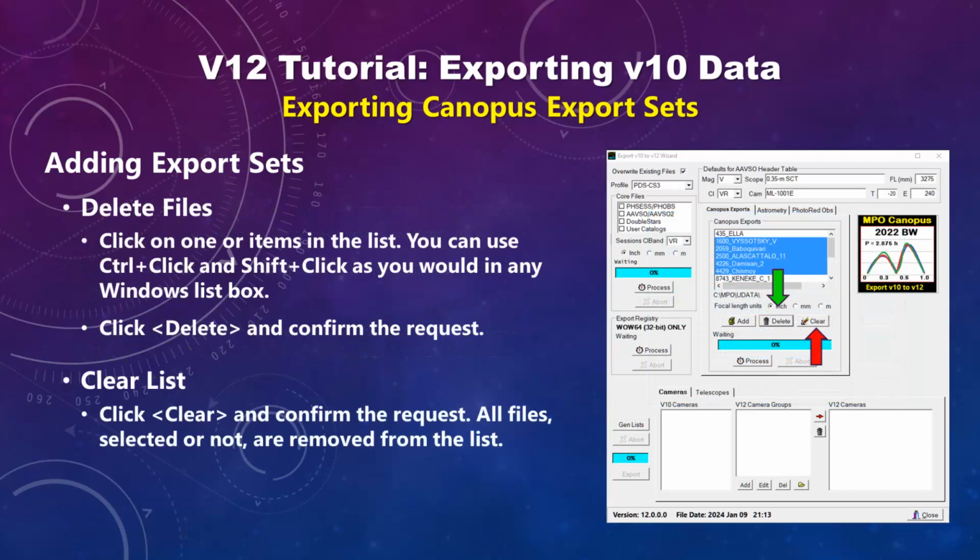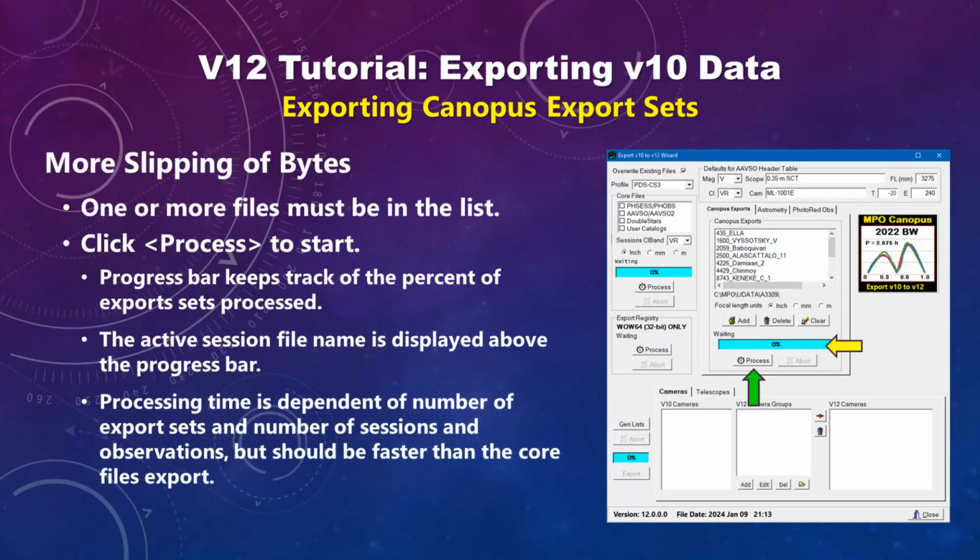To delete one or more sessions, select them in the processing list. You can use Ctrl+click and Shift+click, as you do in any Windows list box. Click the Delete button and accept the confirmation message. To clear all items from the list, click the Clear button and accept the confirmation message. You must have at least one session in the processing list to continue.